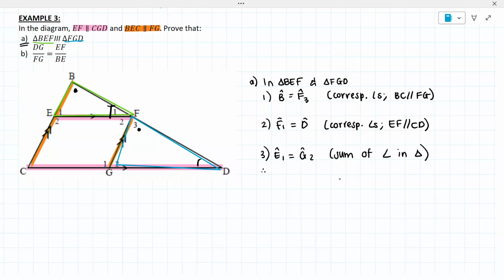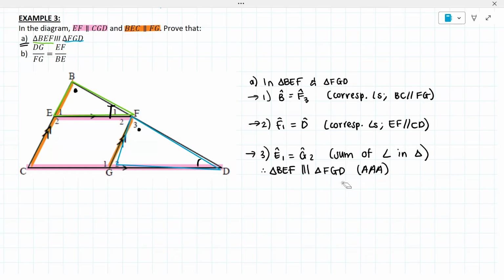Now that we've done that, we can say, therefore, triangle BEF. Now make sure these match up when you say that they're similar. So angle B matches up with angle F. So F. Angle E matches up with angle G. G. And angle F matched up with D. FGD.